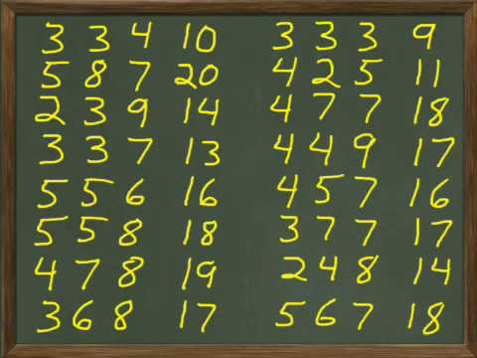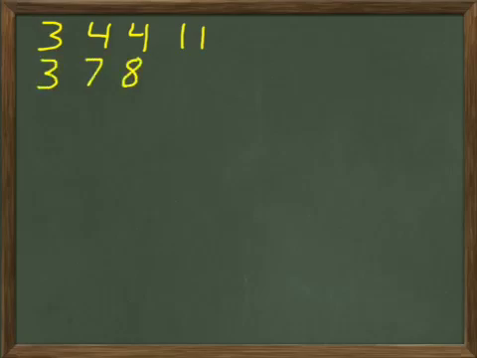Alright, let's go to the next board. 3 and 4 and 4. 3 and 4 are 7. 7 and 4 are 11. Okay. Let's do 3 and 7 and 8. How many are 3 and 7? That's 10. 10 and 8 are 18.